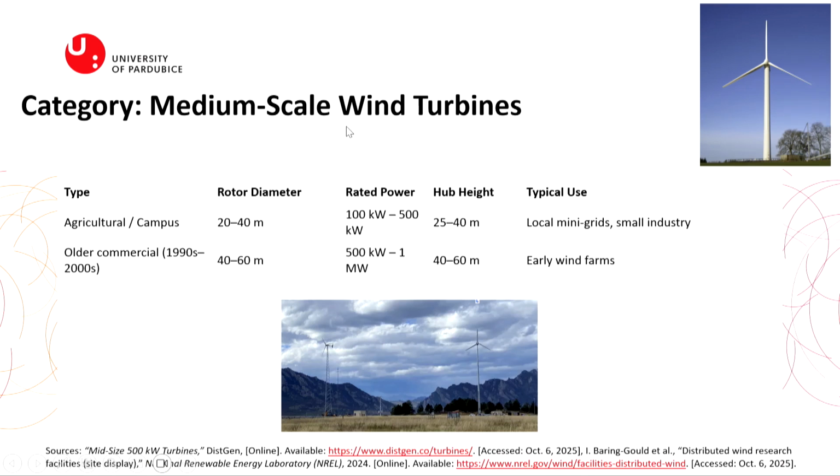Then we have medium and scale wind turbines. It is for agriculture, campuses and some older commercial use. It is from 20 to 40, 40 to 60. It is not a big one. It is an older one, as I say, from the 90s to 2000, when it was evaluation and the start of development. As you can say, even in your country it started about 1990, so it is a good example.